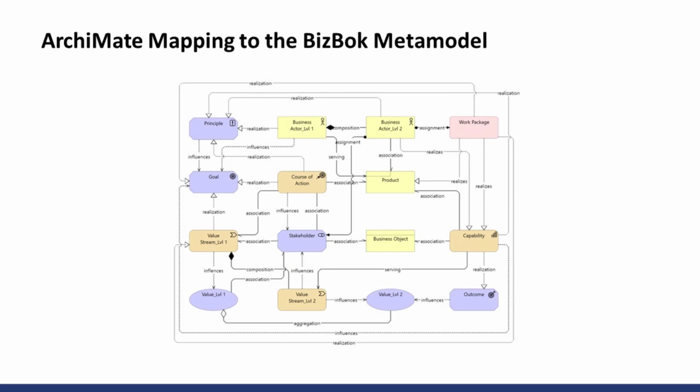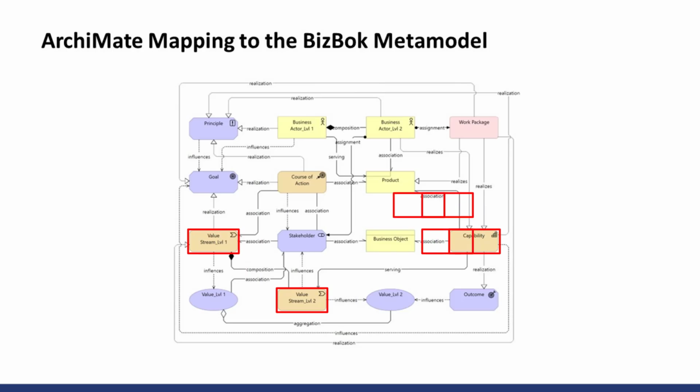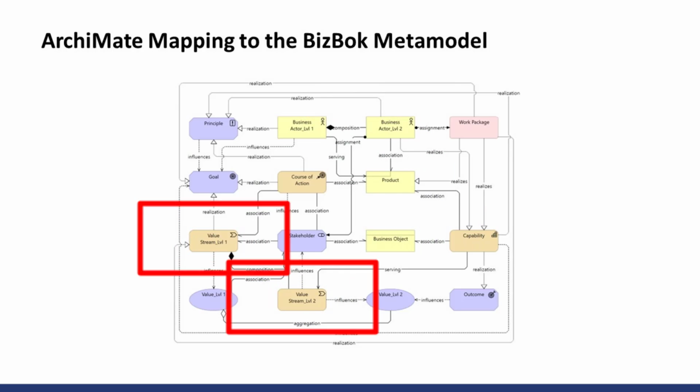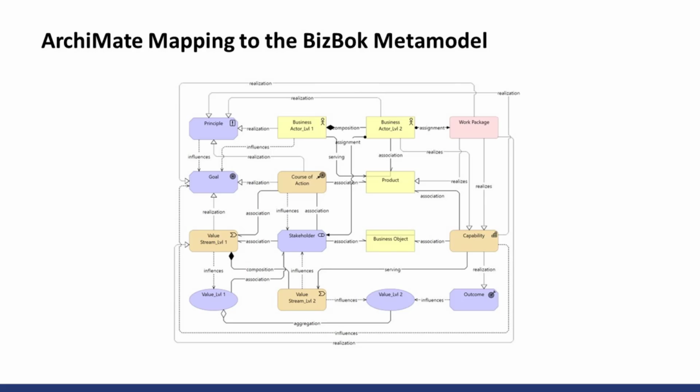ArchiMate mapping to the BizBok meta model. Here we are looking at the ArchiMate meta model and the named elements that correspond to the BizBok meta model. First, notice we haven't extended the model yet to include other ArchiMate objects. We are just looking at the corresponding elements. Then notice that the relationship names have changed. These adhere to the ArchiMate specification and form the foundation for cross-mapping.